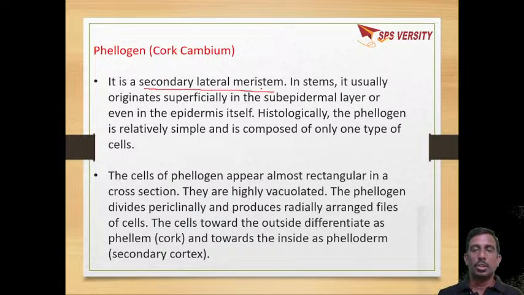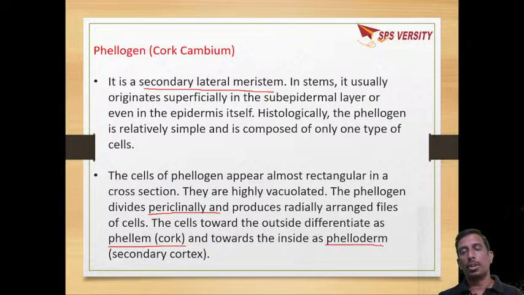Okay. So phellogen is made up of meristematic cells which divide periclinally and produce some cells towards the outside and some cells towards the inside. The cells developed outside will develop into phellum. The cells inside will develop into phelloderm, इसको क्या बोलते हैं कि secondary cortex. So cork का दूसरा नाम phellum, cork cambium phellogen, secondary cortex phelloderm.